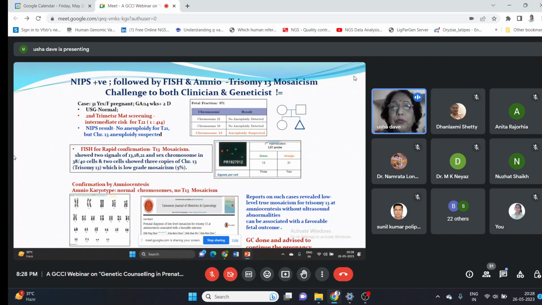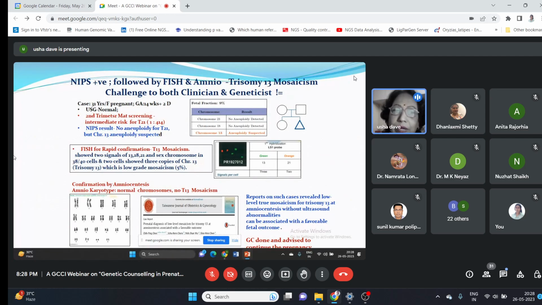So I just wanted to share this case with you where the couple had come. They had one normal girl. The next pregnancy also, she came very late, and the ultrasonography was normal. Second trimester maternal screening showed an intermediate trisomy 21 risk. But the NIPS test did not show trisomy 21, but showed a suspected chromosome 13 aneuploidy.